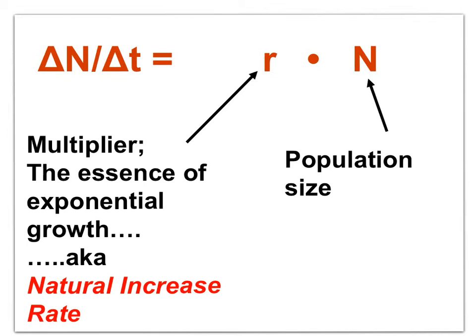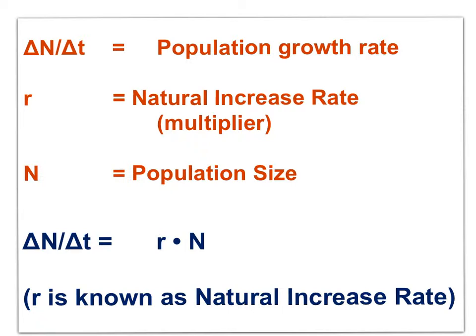But for now, and through the rest of this movie, it's okay for you to understand that the natural increase rate is calculated using birth rates, immigration rates, death rates, and emigration rates. So here I've defined the terms. Change in the size of the population over time is called the population growth rate, and the multiplier is called the natural increase rate. And no longer will I use the term multiplier for natural increase rate.